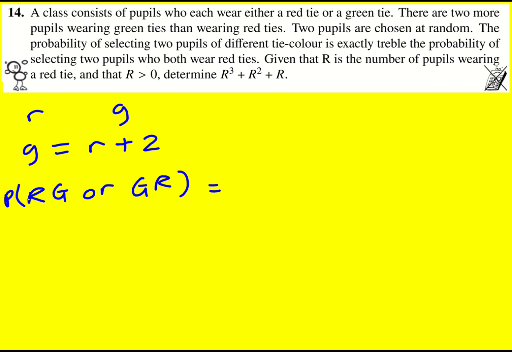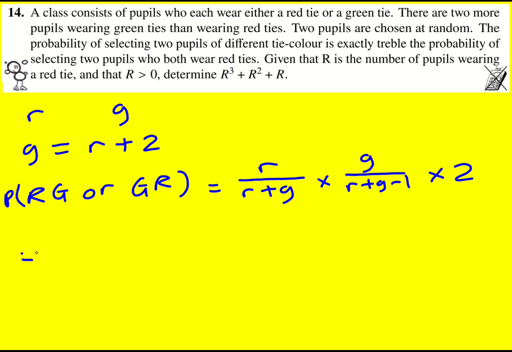So for me to pick somebody who's got a red tie, first of all, there are R people with red ties, and there are R plus G people in total. And then I'm going to times it by the probability of picking somebody with a green tie. Now, there are going to be G people with a green tie, and there's going to be R plus G minus 1 people left who I haven't picked yet. Now, when I pick green-red, all I'm going to do is swap these two around, and so I can actually just times this by 2.